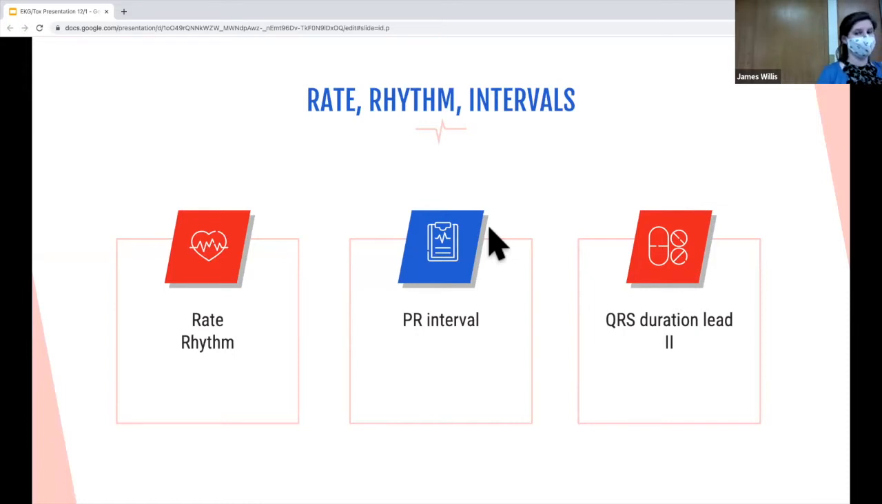That's just thought to be the best place to manually measure it in tox. And remember that in tox, we're not thinking about a QRS more than 120, we're thinking about a QRS more than 100. So we have a lower threshold for QRS prolongation.